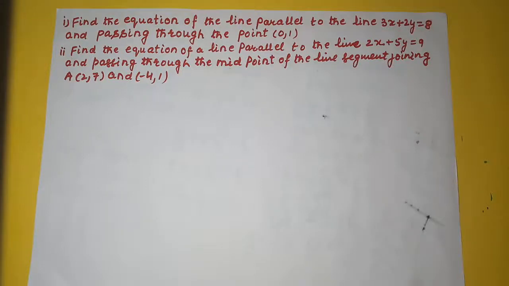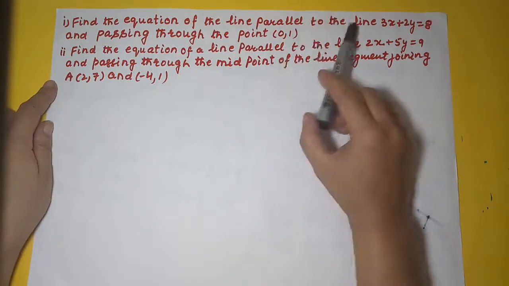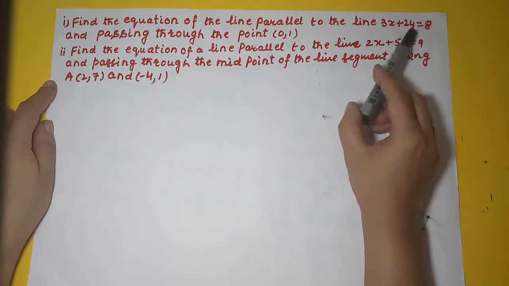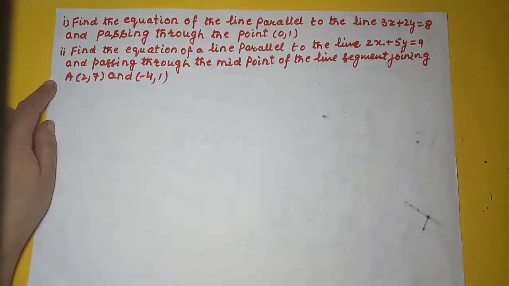We are continuing with the equations of a straight line. Here the question is, find the equation of a line parallel to the line 3x plus 2y equal to 8 and passing through the point (0, 1).